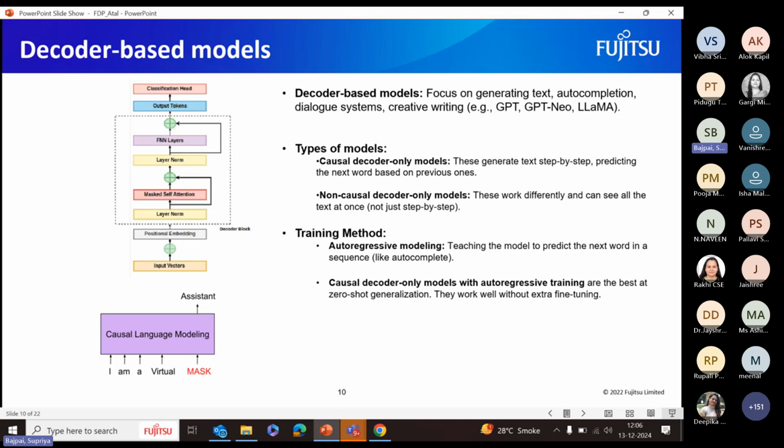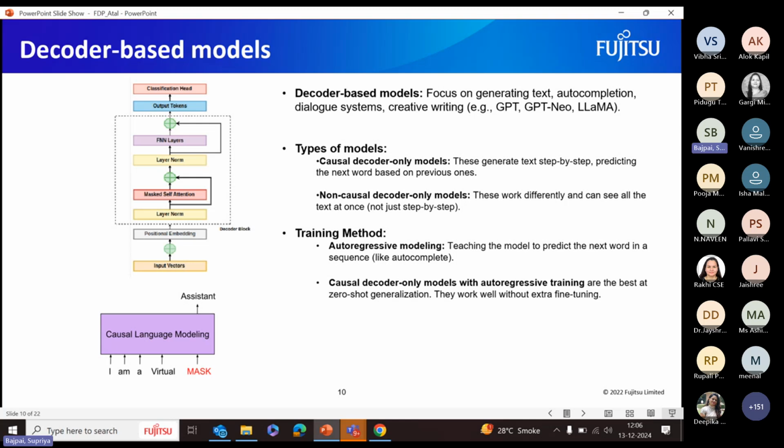So these models perform very well in auto completion and creating stories, because they naturally follow a sequence, just like you would type a sequence one word at a time. For example, if we type "I am a virtual assistant", we know what should be next. Similarly, these are the causal decoder only models.